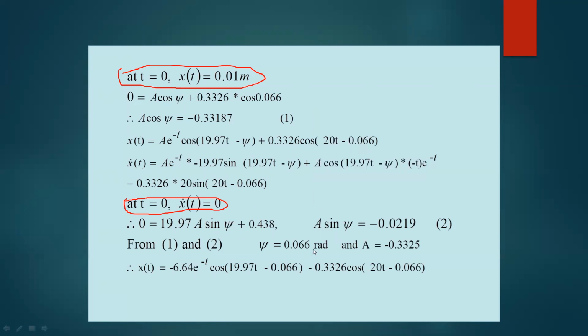Now, A cos psi is equal to 0 minus 0.33187, that is one equation. From the second, we can find A sin psi, which gives 0.0219. Simultaneously solving both equations, we obtain psi equal to 0.0066 rad and A equal to minus 0.3325. So these are the two values.